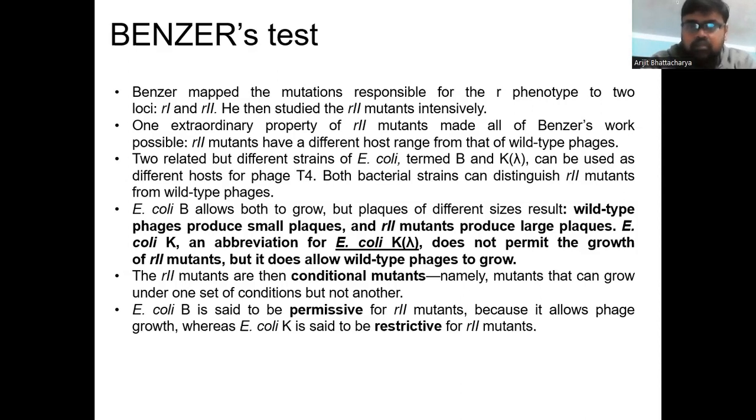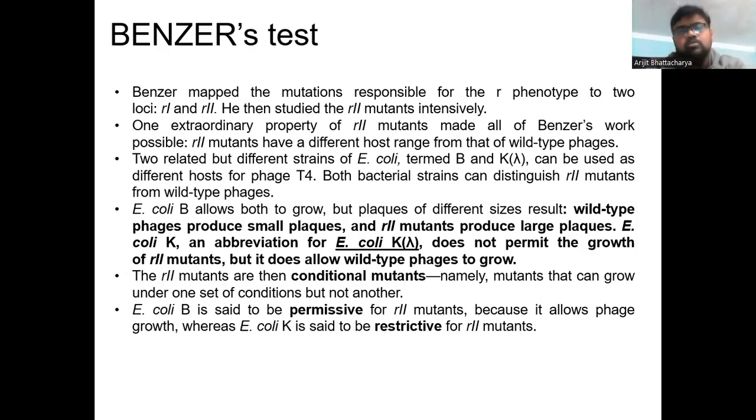So T4 wild type can infect both E. coli B strain as well as E. coli K strain. E. coli B strain can be infected by both mutant and wild type, but E. coli K strain can only be infected by wild type. The R2 mutant cannot infect E. coli K. So E. coli K is a kind of restrictive or non-permissive condition for R2 mutants, while E. coli B is a permissive condition for R2 mutants to grow.